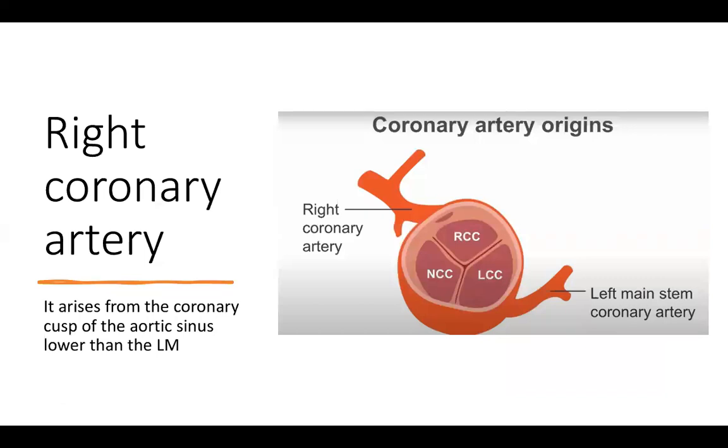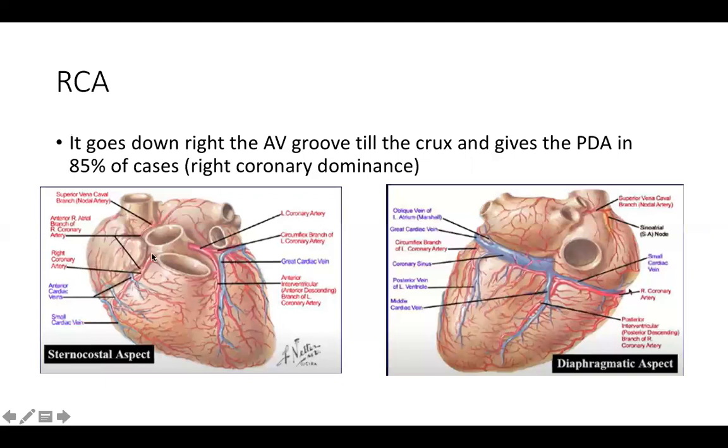So what about the right coronary artery? The right coronary artery arises from the right coronary cusp of the aortic sinus, as we mentioned, at a lower level than the left main. So left coronary cusp, right coronary cusp, this is the right coronary sinus, this is the right coronary artery, lower than the left main. As we see, the right coronary is lower than the left main. The right coronary comes from the right coronary cusp, goes to the right and backward in the atrioventricular groove.